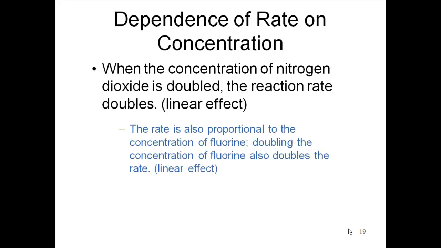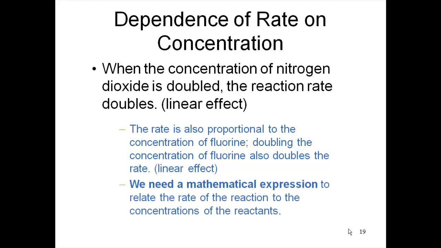This is what I observed by designing my experiment. Now I can also do the same thing and look at the fluorine and see how that affects the rate. So I'm going to hold the nitrogen dioxide constant in my experiments, but change the concentration of fluorine. If I double the concentration of fluorine, once again, I see that we double the rate. If I triple the concentration of fluorine, the rate triples. So once again, there's a linear effect. Since I can determine what happens to rate as I change concentration, there must be some mathematical expression to relate the two, and there is. What we're going to show you next is the mathematical expression that relates the rate of a reaction to the concentration of reactants.